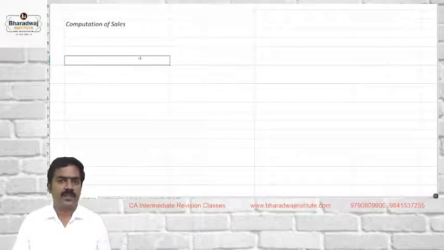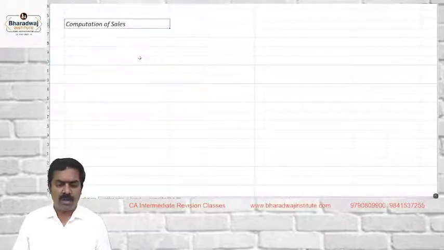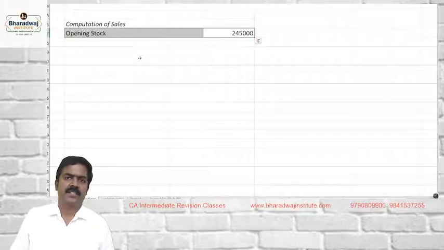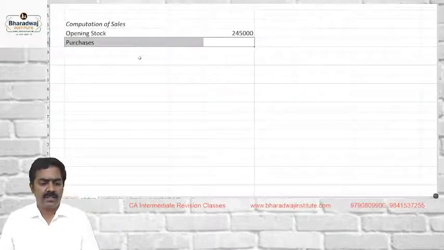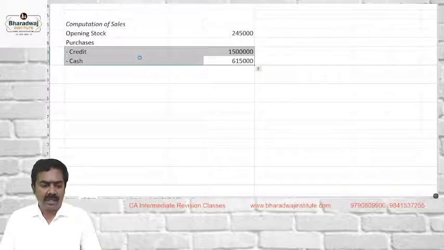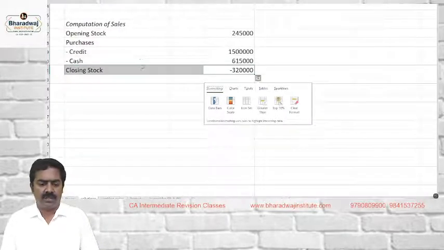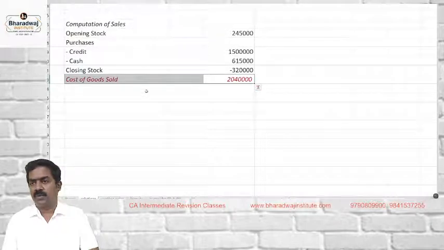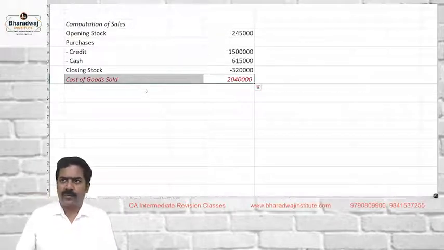Computation of sales. Let us first work out which one? Cost of goods sold. Opening stock plus purchases for cash and credit, both the purchases are there, minus closing stock will give us cost of goods sold. What is the cost of goods sold? 20 lakh 40,000.